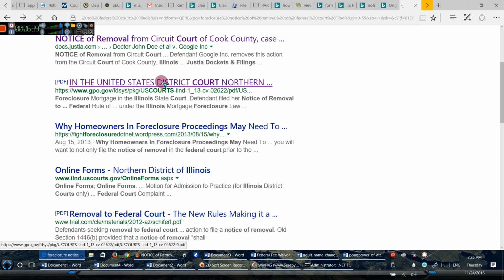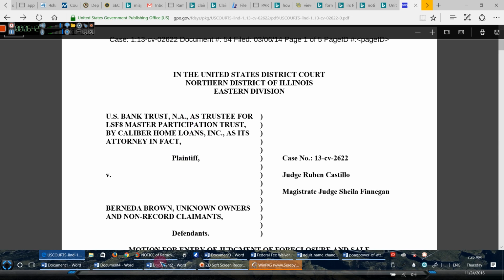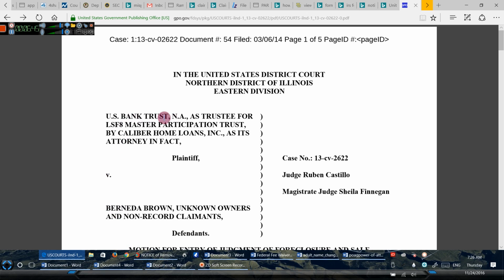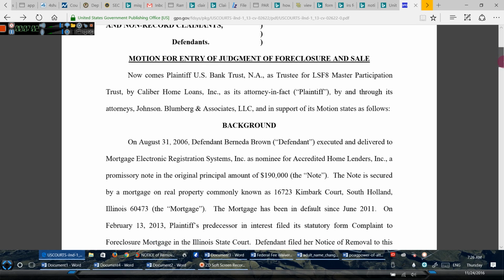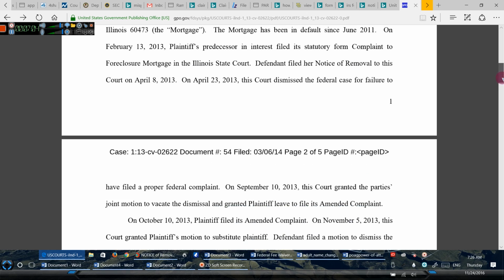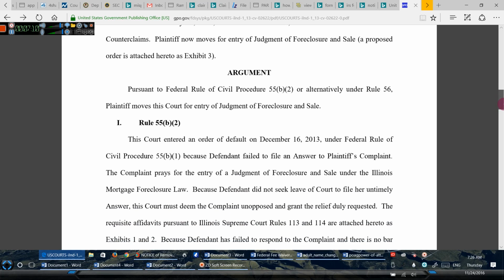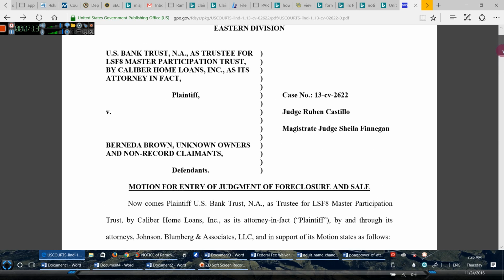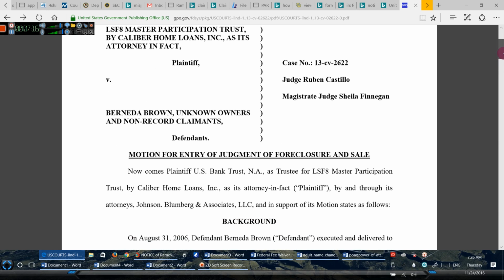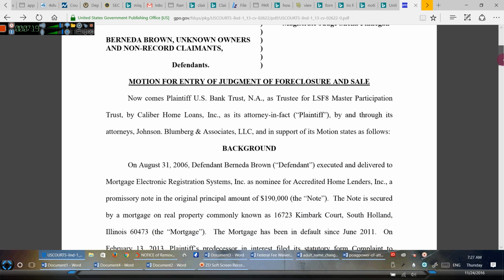Now, why do I want this notice of removal by the bank? Okay, U.S. Bank Trust, as trustee. You see, this is the securitization trustee. Why do I want this? Well, the reason is because this is a bank putting forth their arguments. I've already downloaded and copied this. This is them asking for the court to issue the order to deliver the property for judgment for foreclosure and sale.